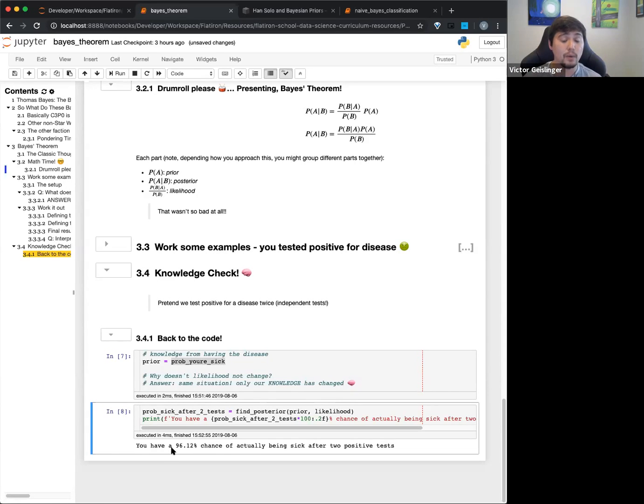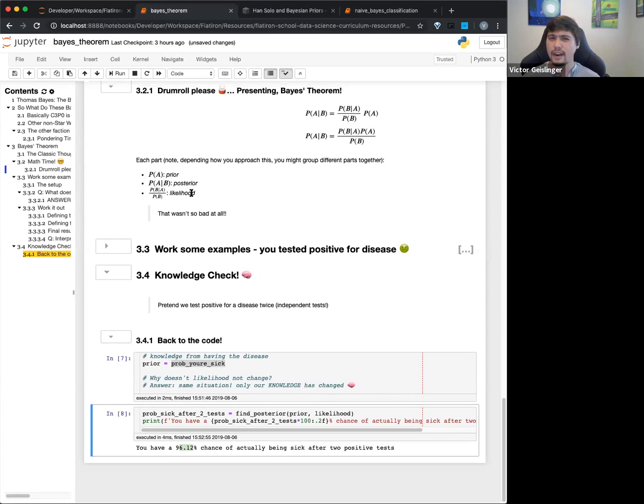And this is when we actually see we have a high chance of being sick now that we tested positive twice. And this is the idea of being a Bayesian, that you update the belief as you go through it over and over and over again. Okay. Does everyone understand kind of how that looks? Cool. All right, any questions on this prior posterior likelihood? Okay, not too scary, right?